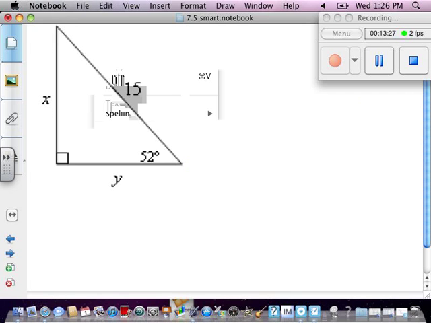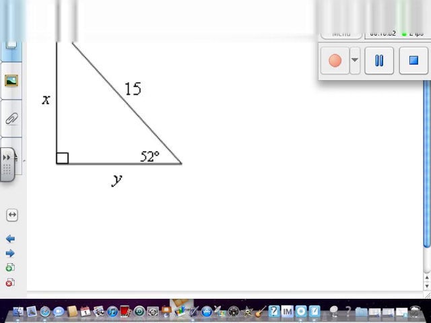Okay, so ladies and gentlemen, I'm looking at B. So the first thing I want to do, where is your degree that you're looking at, your angle? 52, it's right here. I tend to circle it on my paper, so I'm clear. What is the hypotenuse? 15. Doesn't matter what the angle was, we know that the hypotenuse is across from the 90-degree angle.